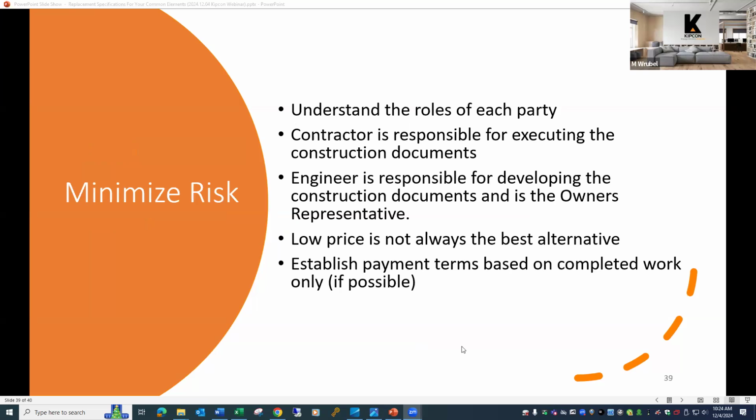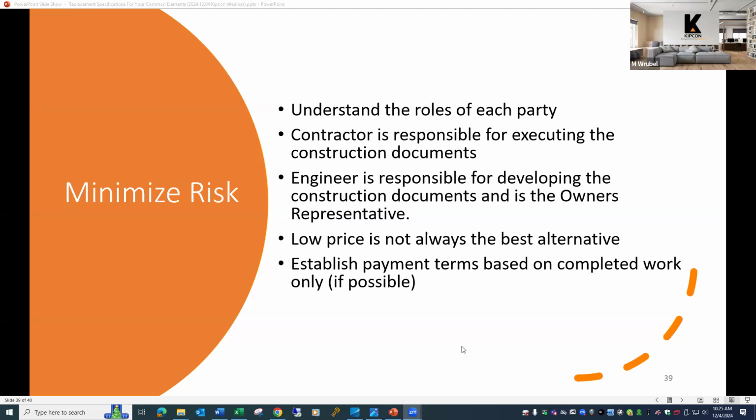So how do we minimize risk? Everybody's concerned with risk during construction projects. Anything from cost overruns to dropped balls, dropped responsibility, finger pointing. So how do we minimize these risks? It's important to clearly understand the role of each party. This is usually defined in the contract. Your contracts should be very clear as to who's responsible for what portion.